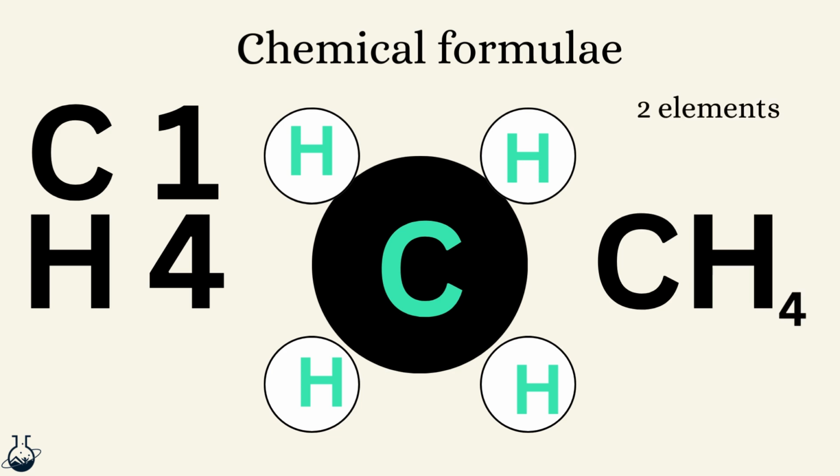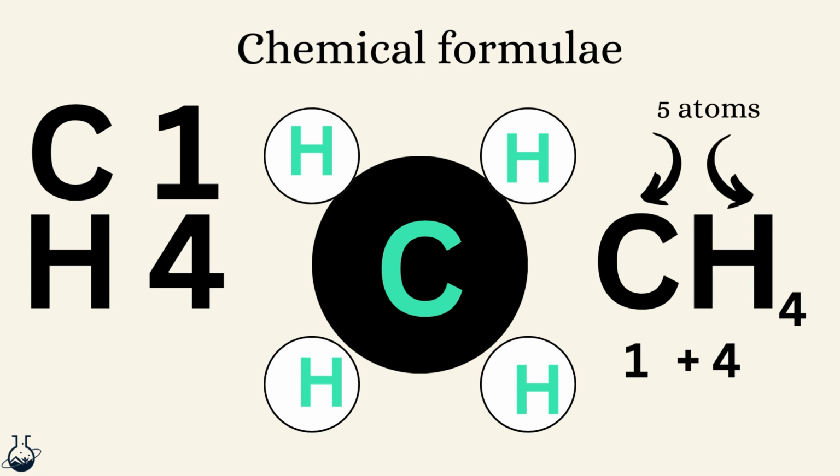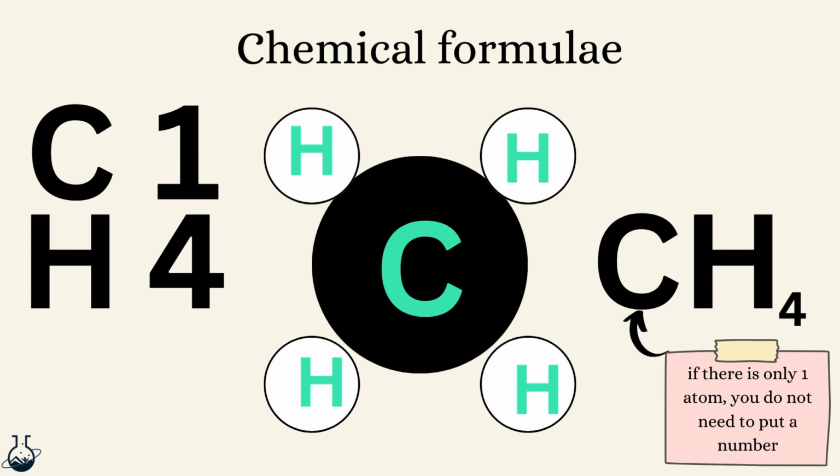CH4. There are two capital letters, which tells us there are two elements in this compound, carbon and hydrogen. But there are 5 atoms. There is no number after the C, so there is one carbon. There is a number 4 after the hydrogen, which means there are 4 hydrogens, giving a total of 5 atoms. Just a reminder, if there is only one atom, you do not need to put a number afterwards.